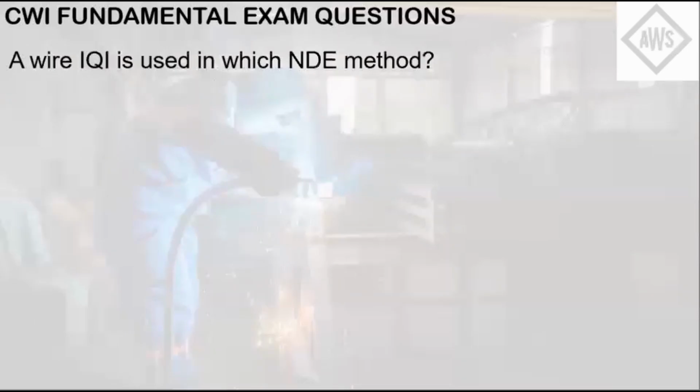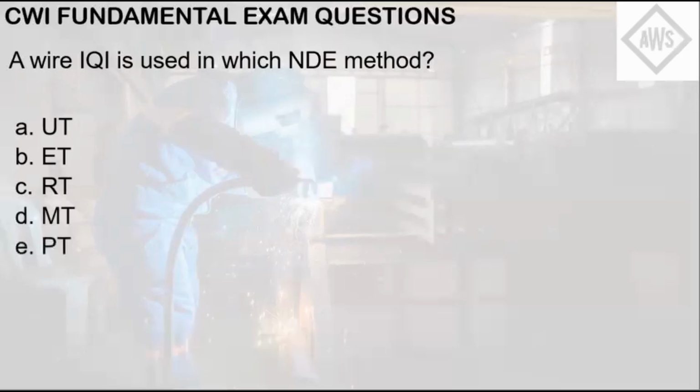A wire IQI is used in which NDE method? Letter A, UT, letter B, ET, letter C, RT, letter D, MT, letter E, PT. So IQI stands for Image Quality Indicator, or penetrameters in the industry. It's also called pennies. So this is the device used to show the quality of the radiographs.